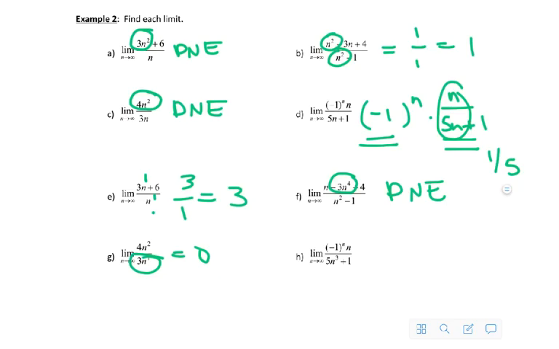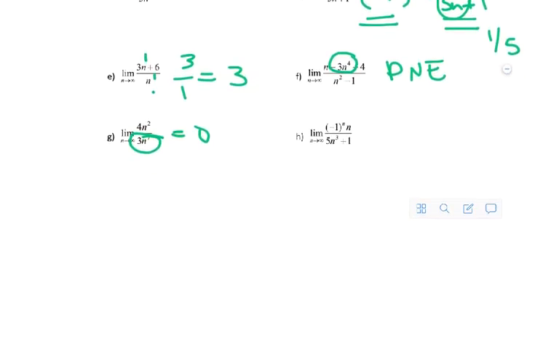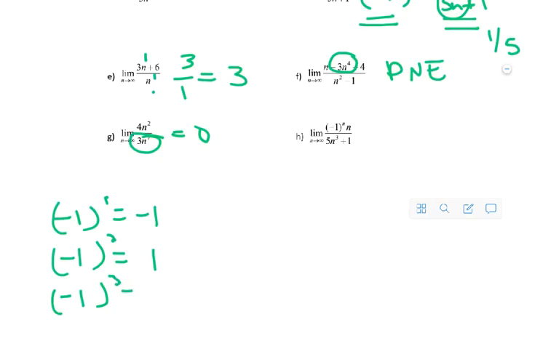But let's talk about the limit of negative 1 to the nth power. So what happens is I put in bigger and bigger numbers for n. So negative 1 to the first power is negative 1, but negative 1 to the second power is positive 1. Negative 1 to the third power is going to be negative 1, but negative 1 to the fourth power is 1.